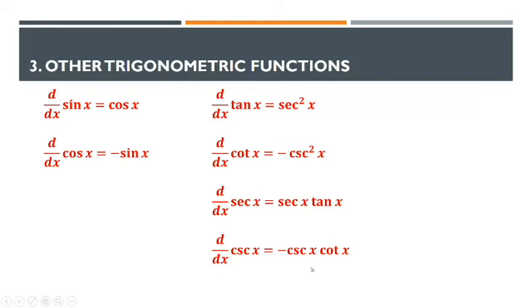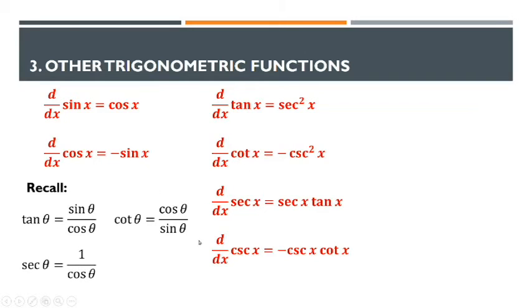So to prove these derivatives of other trigonometric functions, we need to recall that tangent theta is equal to sine theta over cosine theta. Pag sinubstitute natin yung sine over cosine, so perform quotient rule. And cotangent is equal to cosine theta over sine theta. So perform quotient rule also. So secant theta is equal to 1 over cosine theta. And cosecant theta is equal to 1 over sine theta.